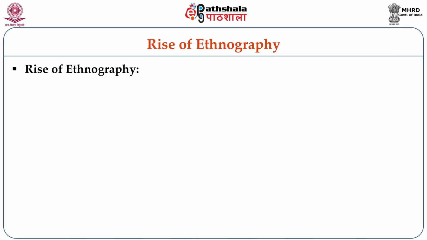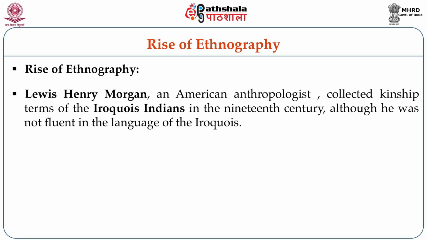If you look into the history of ethnography, the way it was first used was by people like Lewis Henry Morgan, an American anthropologist who collected kinship terms of the Iroquois Indians in the 19th century, although he was not fluent in the language of the Iroquois. That means many a time ethnographers used a translator in order to understand what people are speaking, what people are discussing. They were not conversant with the language of the group which they studied.